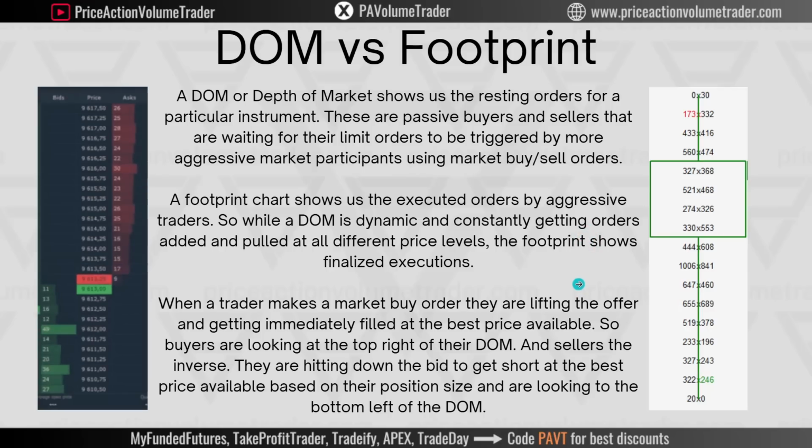Now, one thing that we have to talk about, and this is very important to clarify, because a lot of people, when you talk about footprint charts, are very confused in that they think the numbers on the left are buyers and the numbers on the right are sellers. But this is actually the inverse, okay? When we look at a DOM, or depth of market, which we have right here, it shows us the resting orders for a particular instrument.